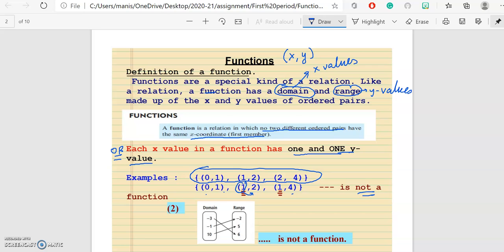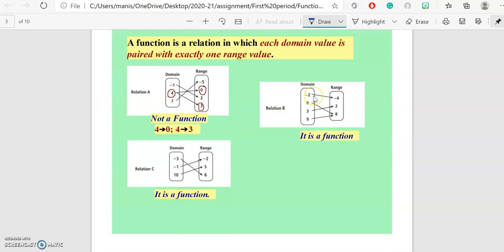Let's take one more example. If you look at this example over here, in this case 3 is paired over here, -1 is paired over here, -5 is paired over here. So this is what? This is an example of a function because each and every x value is paired with each and every unique value of y. This is an example of function. A function is a relation in which each domain value is paired with exactly one range value.